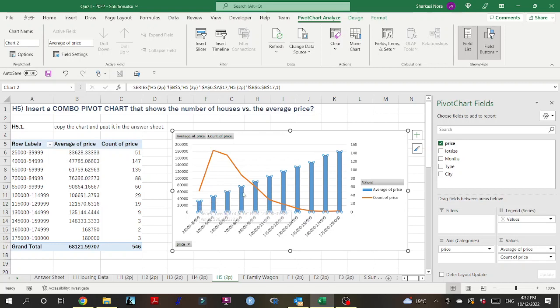As you can see, the average price is going up linearly, while for the count of houses, there are many houses with cheaper prices, and fewer houses with the higher prices.